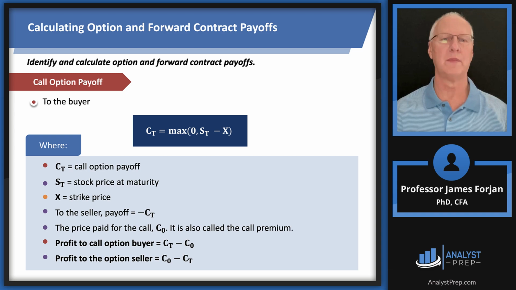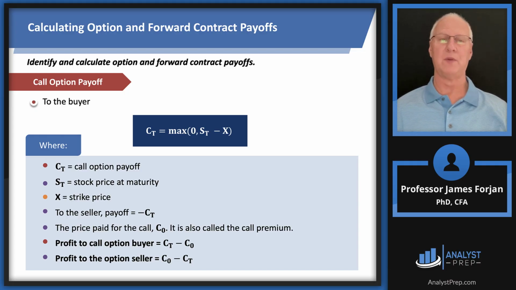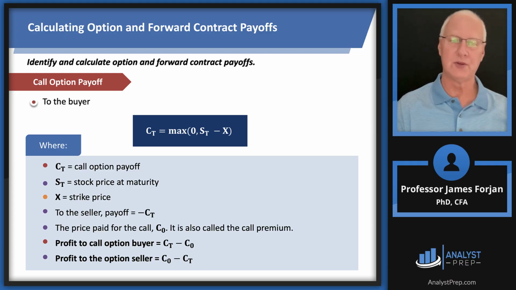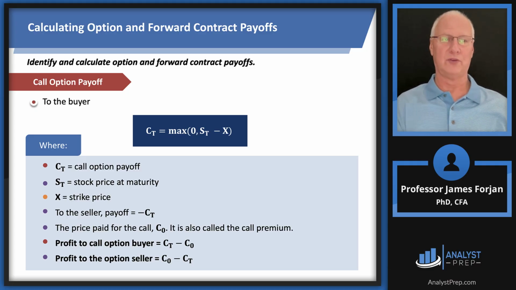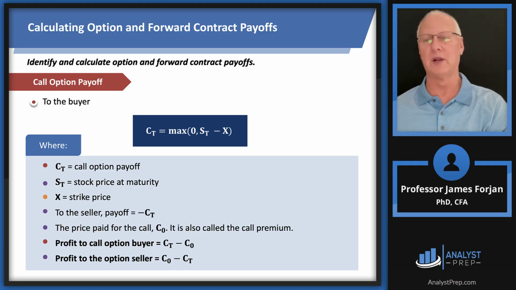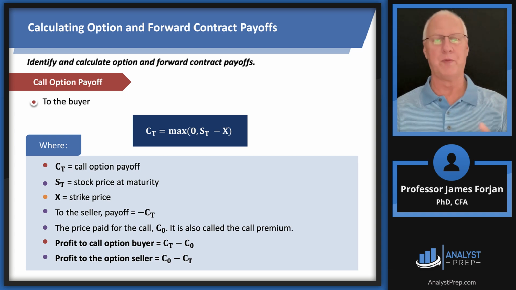So let's spend some time talking about option payoffs, and then we'll do forward contract payoffs. So you have the right to do nothing. So the call option payoff, the C sub T, well, we can't just put an equal sign there and say it's going to be some number. Because we have the right to do nothing, and we also have the right to do something, we're going to have two choices. If we do something, we're going to have one outcome. If we do nothing, we're going to have another outcome. That's why we have the word maximum in there, and we open our parentheses.